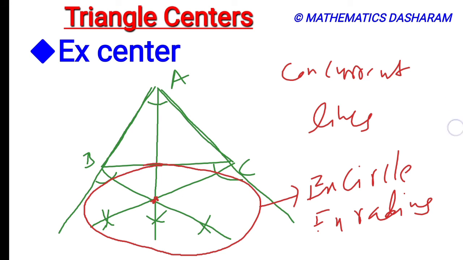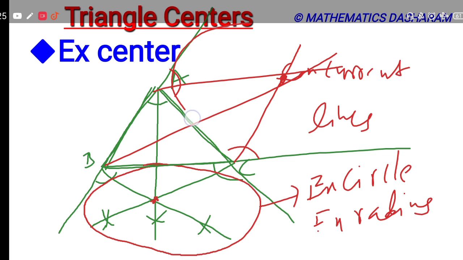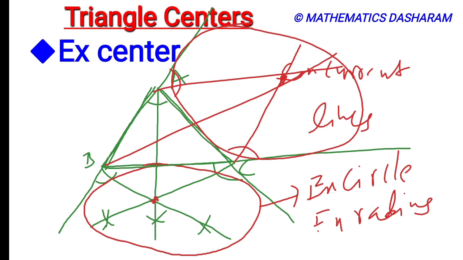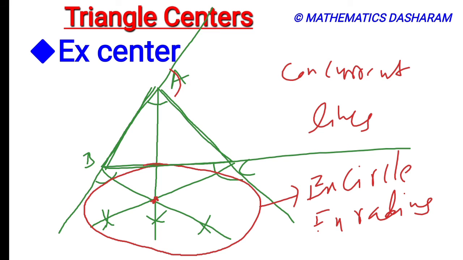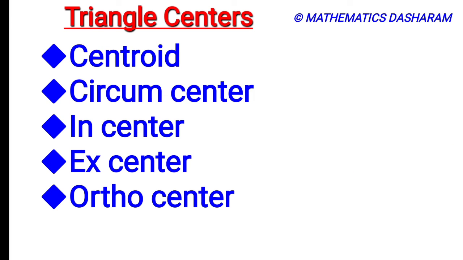Generally, we can draw a total of 3 excircles for a triangle ABC. Why? Because if you extend the BC side and AB side, here is one exterior angle, here one more exterior angle. So, with the angle bisectors, using this center, we can draw one more excircle, and similarly, if you extend the side AC and side BC, here we can draw one more excircle. So a total of 3 excircles are possible for a triangle. So the next one is the orthocenter.